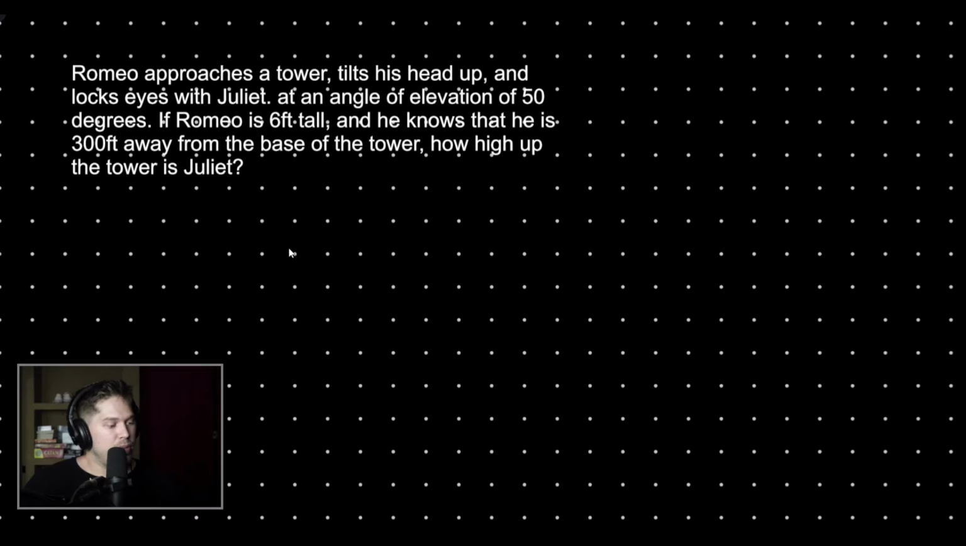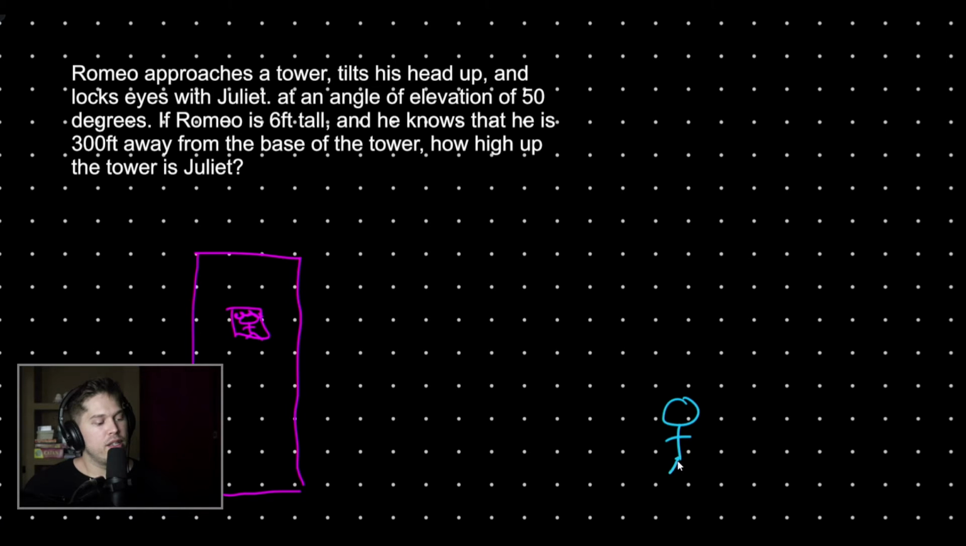Okay, so we have some tower that Juliet's in. She's in it, and she's looking, and here Juliet is in the tower, and Romeo approaches the tower, and he is 300 feet away from her, and he locks eyes with her at an angle of elevation of 50 degrees. Okay, so let's kind of draw our picture, draw our triangle, and see what we can figure out.